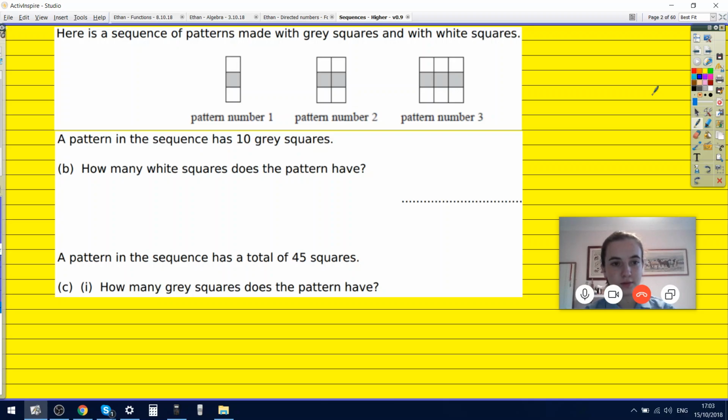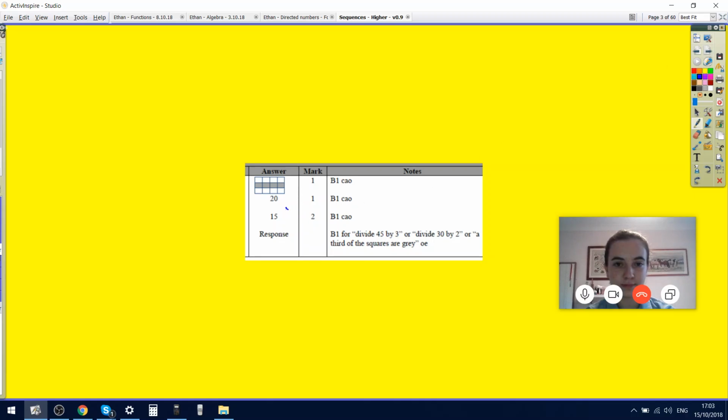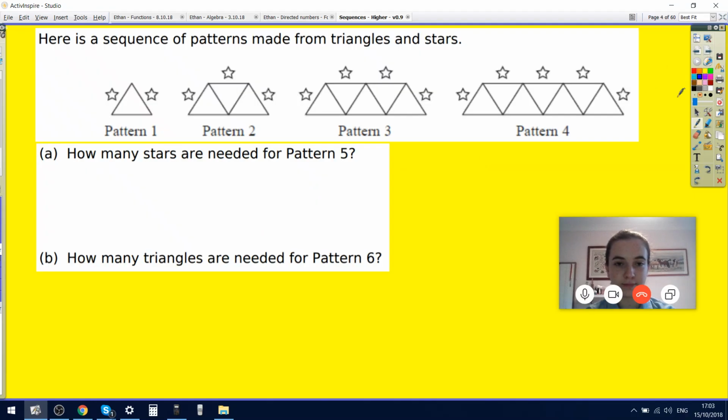20. Yep. And how about, say, 15? How many grey squares does it have? Correct. Fine. So that one's 20. That's 15. Okay, how about this?